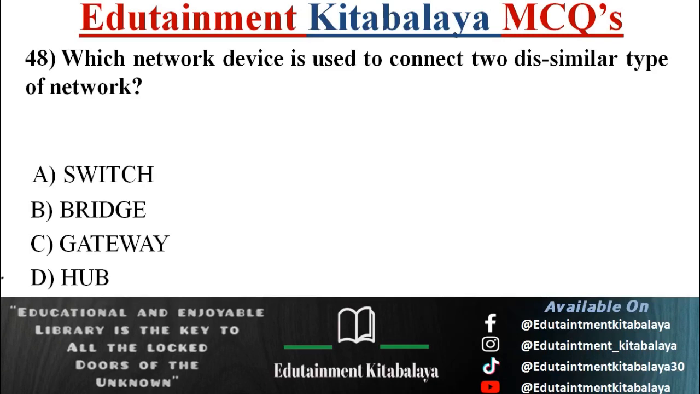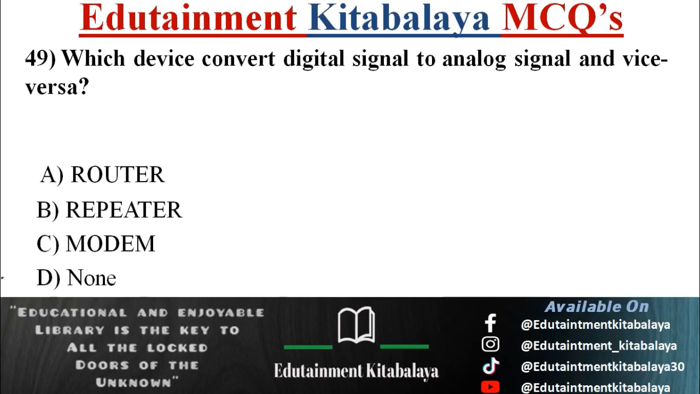Question number 48. Which network device is used to connect two dissimilar type of network? A. Switch. B. Bridge. C. Gateway. D. Hub. Correct answer is C. Gateway.